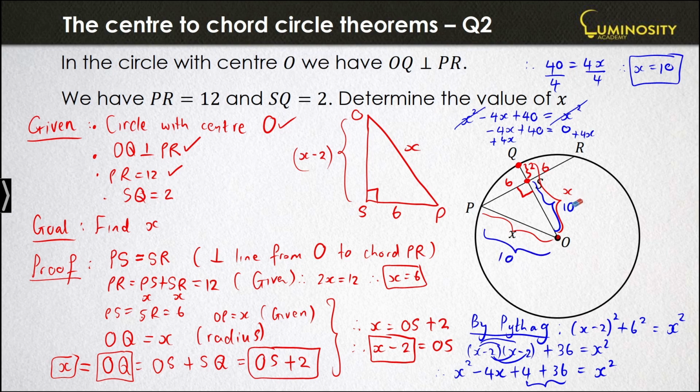The length of OS was X minus 2. So 10 minus 2 is 8 units long. So we have the classical 6, 8, 10 right-angled triangle. Okay, so we've successfully solved the goal. We found X in this scenario.